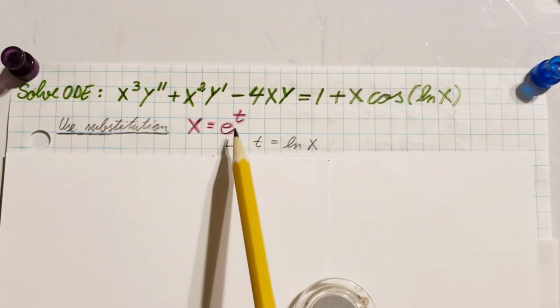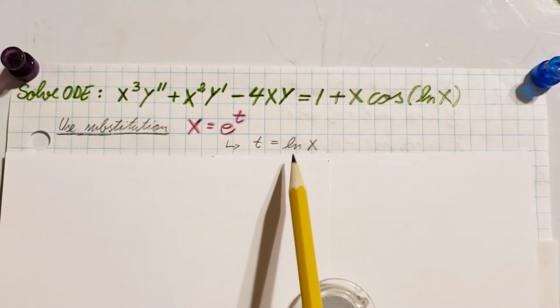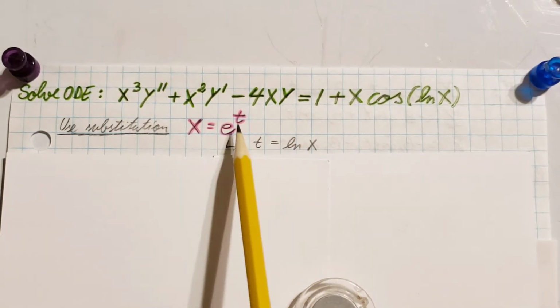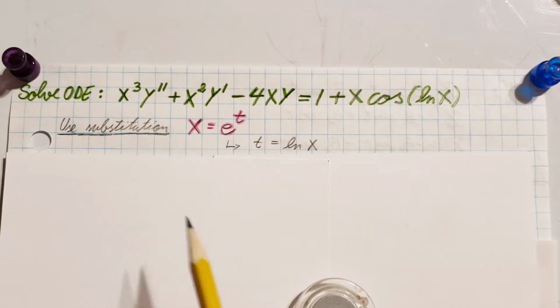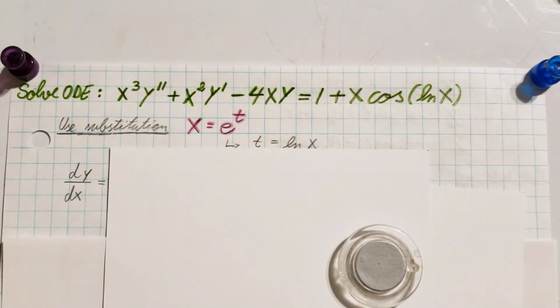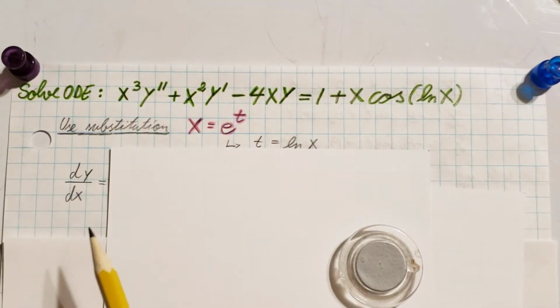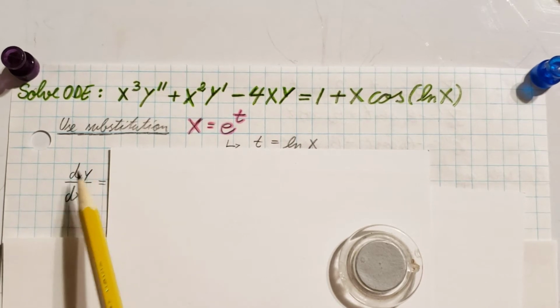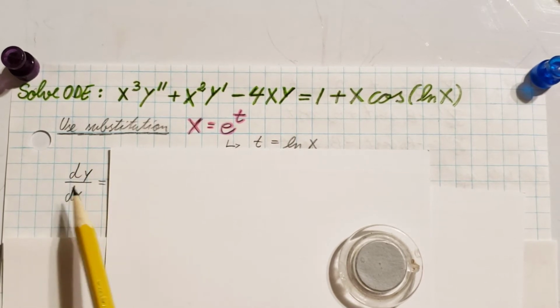First up, let's solve the other way too. t equals ln of x. So from here we solved it. Now let's go ahead and work on our first derivative of y, dy over dx. Let's find this one.